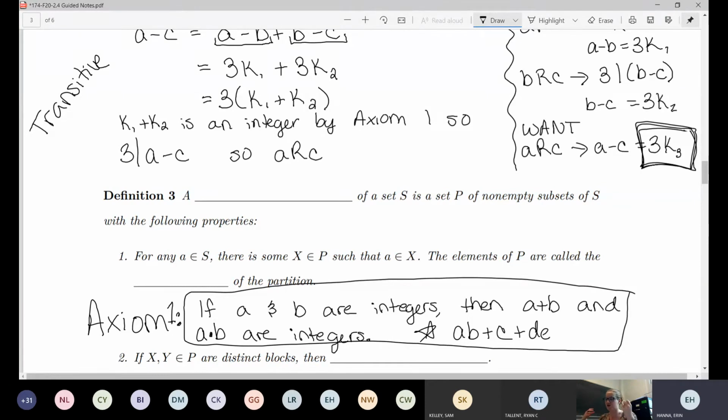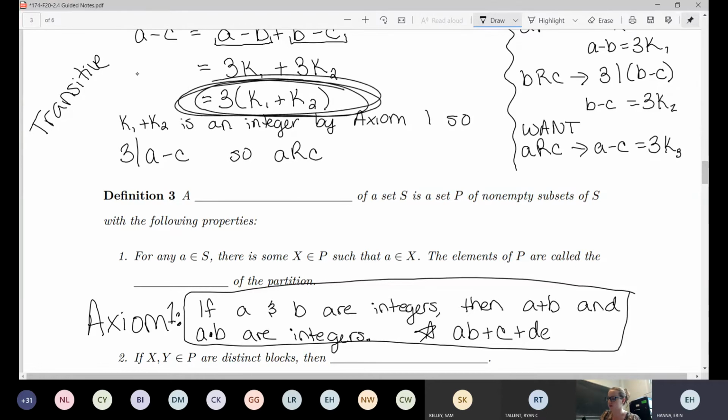For the definition of divides to work, the number that you multiply that 3 by has to be an integer. So in the proof we were just looking at, we get out to 3 times k sub 1 plus k sub 2. We have to show that k sub 1 plus k sub 2 is actually an integer, because if it's not, then we haven't satisfied the definition of divides. But we have this axiom that comes and saves the day all the time, that says as long as you're just adding or multiplying integers together, you still get an integer. Does that make sense?